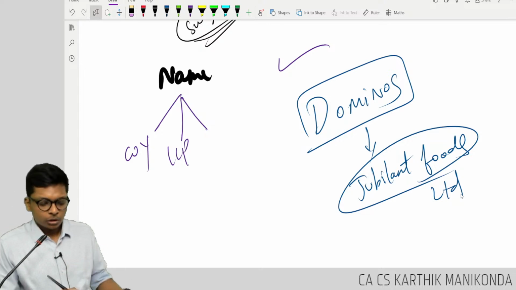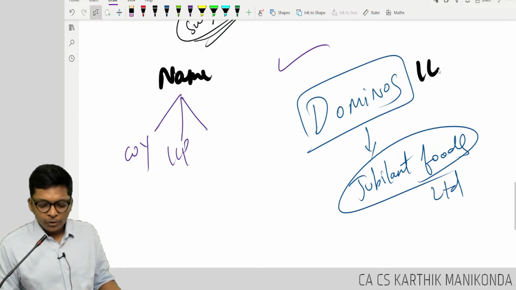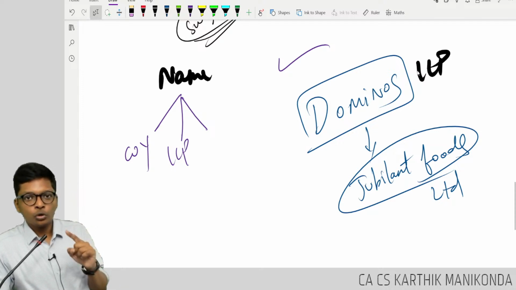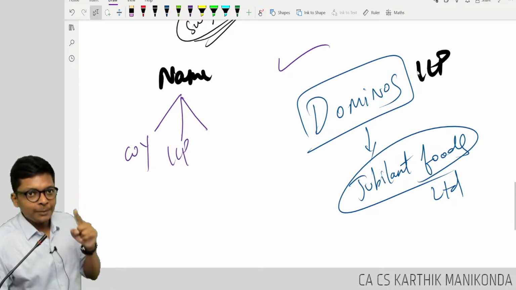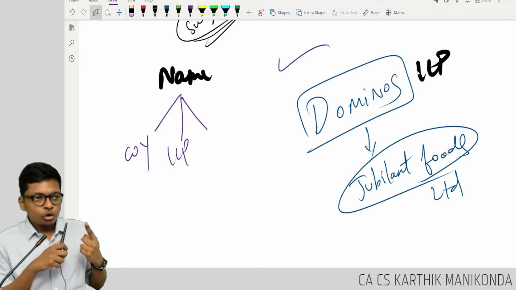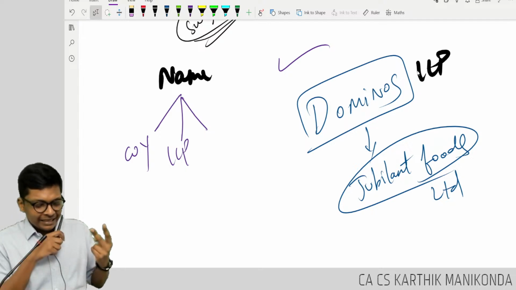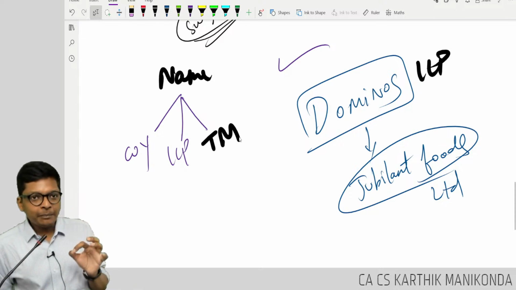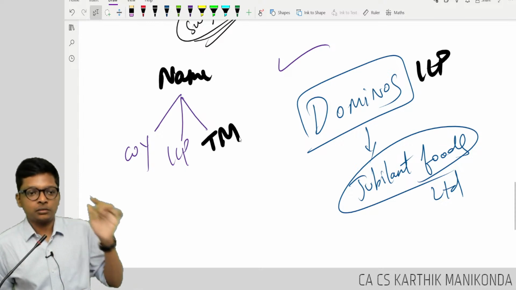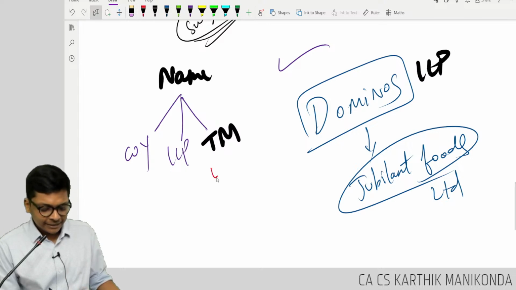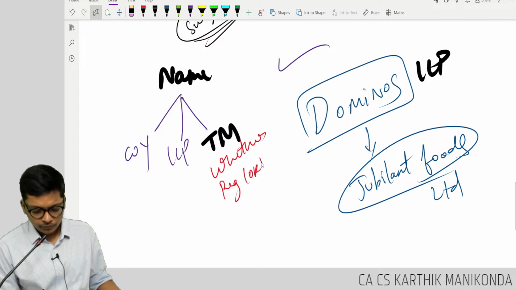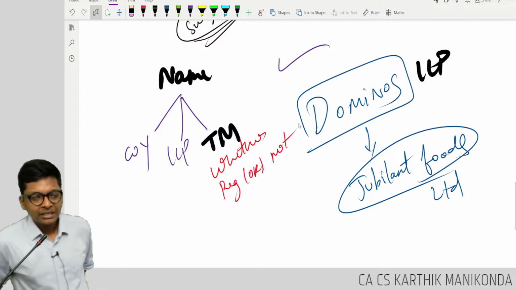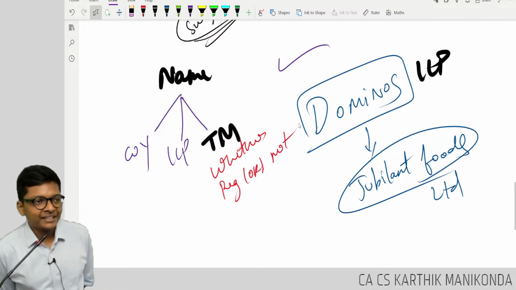So can I start Domino's LLP? No. Your name should not be identical or similar to any other existing company, any other existing LLP or any other existing trademark, whether registered or not. Are you guys following? Rahul, understanding?